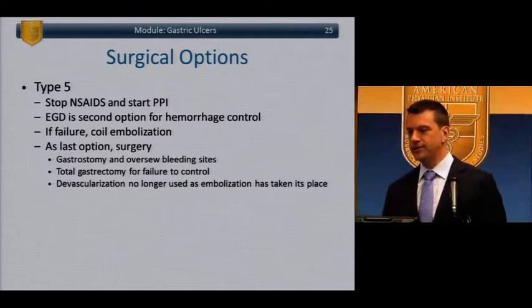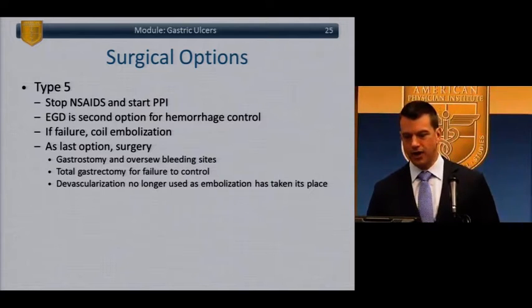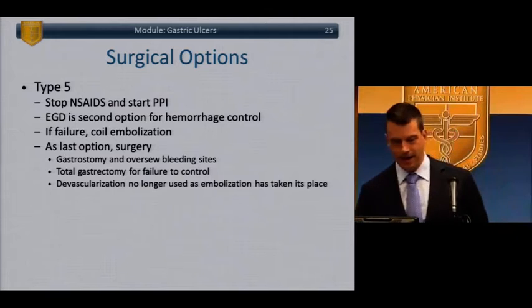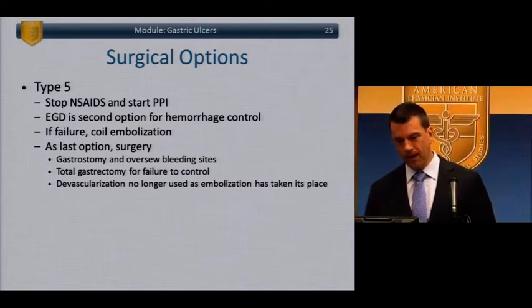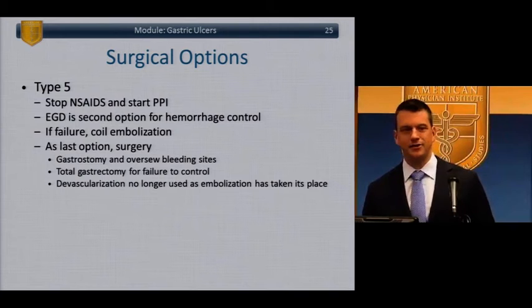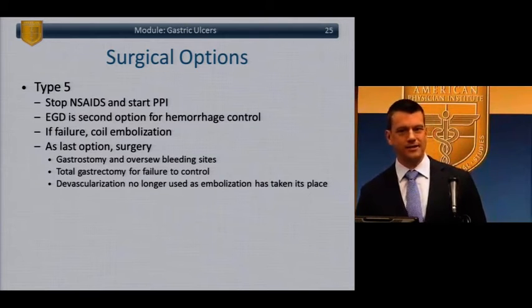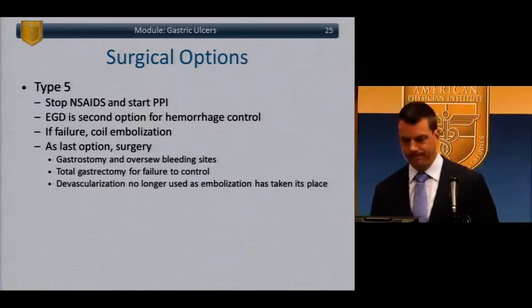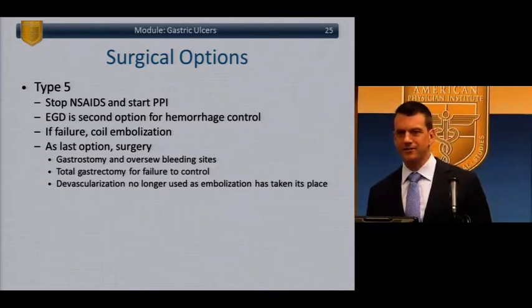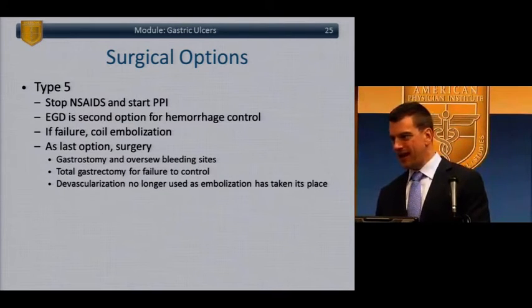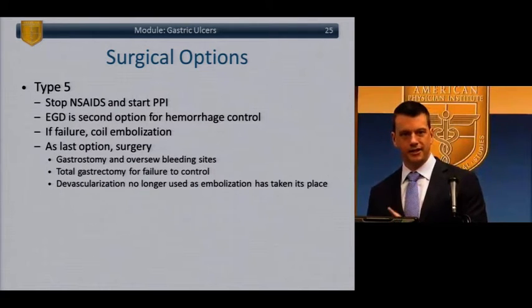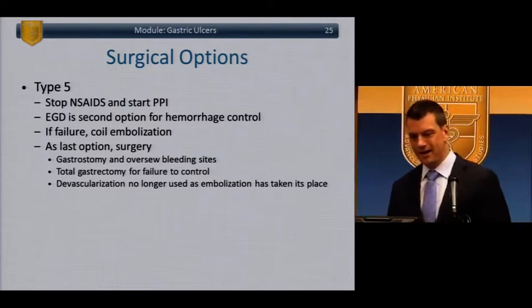As a last option, surgery, and again, options here include a gastrotomy with oversewing of the bleeding sites, a total gastrectomy for complete failure to control, and then devascularization is not usually used. Usually just tying off 3 of the 4 vessels to the stomach isn't necessary, because you can do that with coil embolization without having to get into the OR. The stomach can survive on one vessel, and when you think of all the gastric pull-ups to replace the esophagus, they're usually living on one vessel, and they do just fine and heal the anastomosis. So there's a whole lot of blood here.